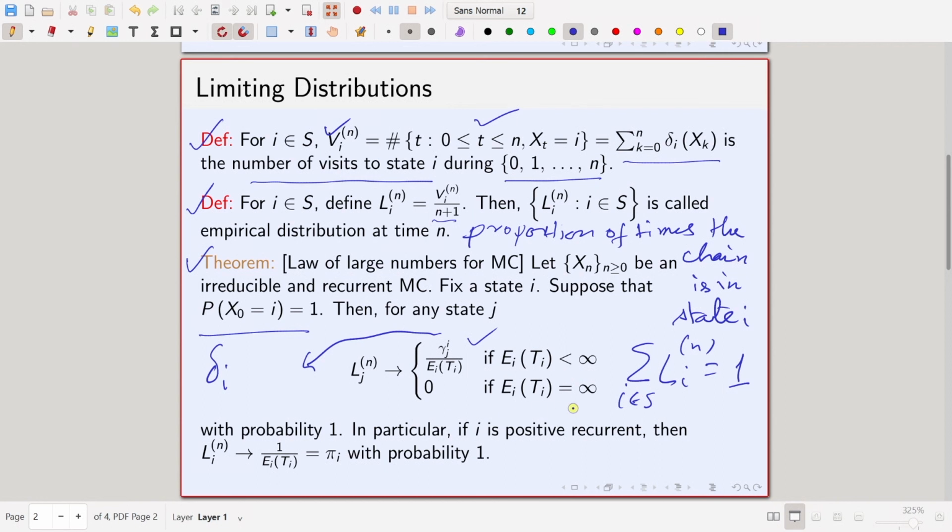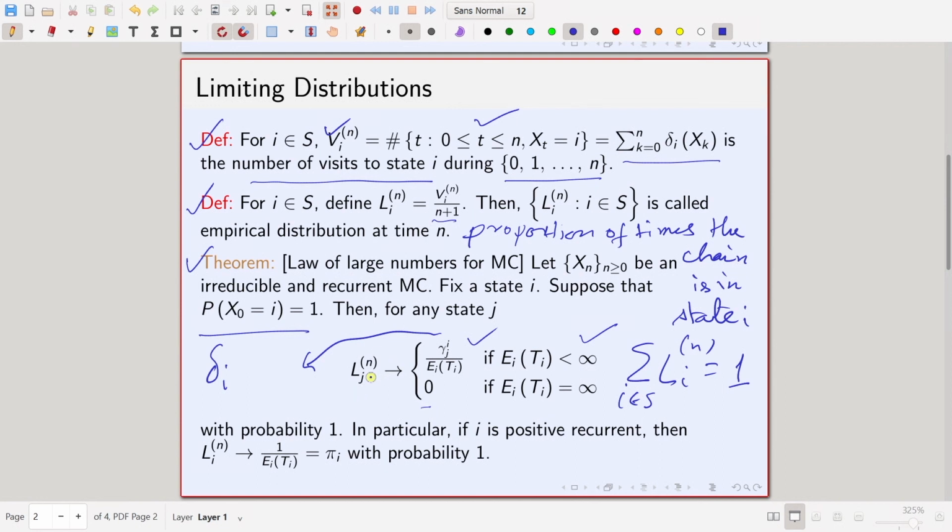So, remember, it is a recurrent Markov chain. So each state is recurrent, but now the question is whether each of them is null recurrent or positive recurrent. Remember, it is irreducible. So either all states will be null recurrent or all states will be positive recurrent. If all of them are positive recurrent, then it converges to this quantity gamma_ij over E_i[T_i], and if each of them is null recurrent, then it converges to 0.